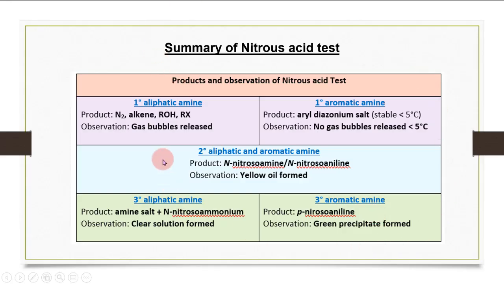So summary for this nitrous acid test: if you look at primary aliphatic amine and aromatic amine, there's gas bubble release at any temperature. And then for these observations, no gas bubble release below 5 degrees Celsius. Secondary aliphatic and aromatic amines, you're going to see yellow oil form. Tertiary aliphatic and aromatic, they both have different observations. One is clear solution, another one is green precipitate. So this one is taken out from the notes, so have a look at this.